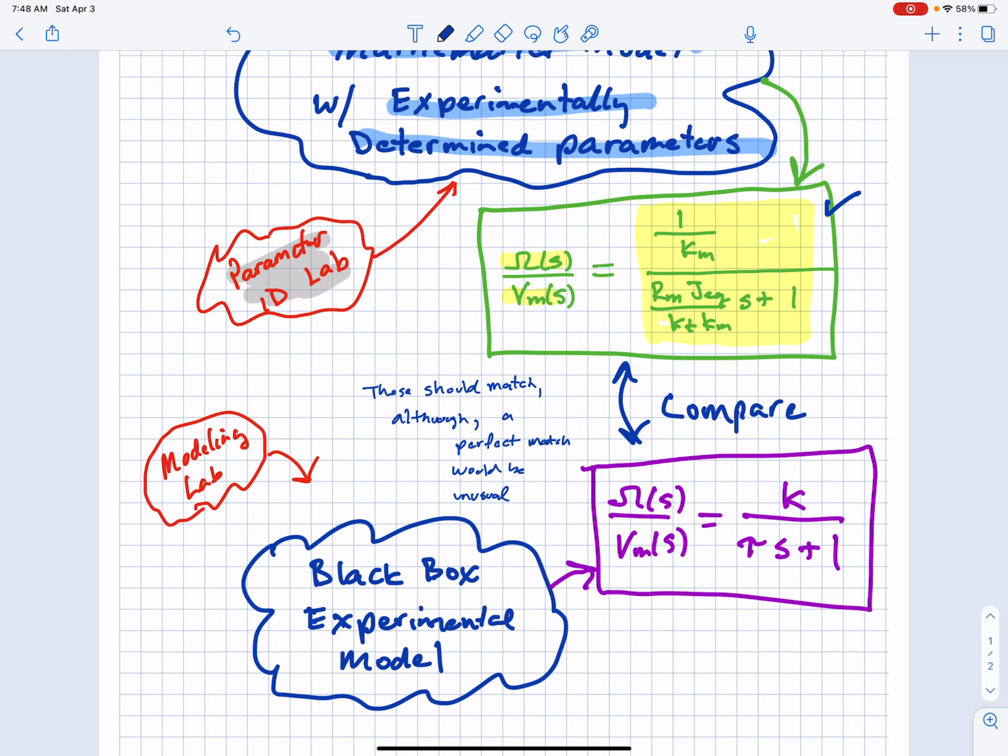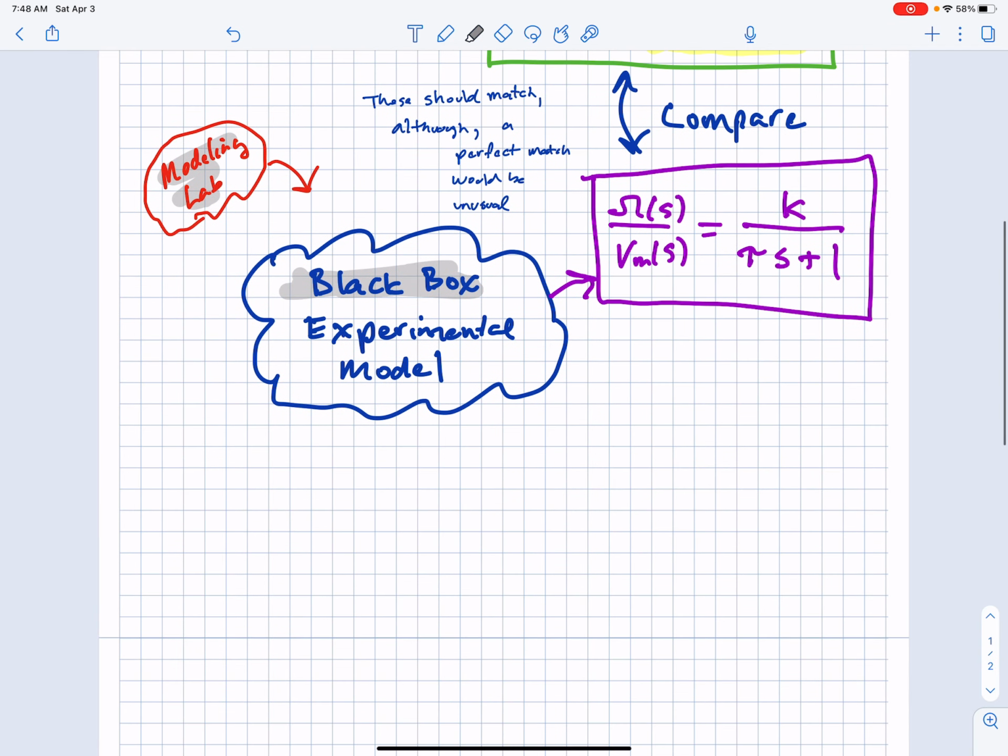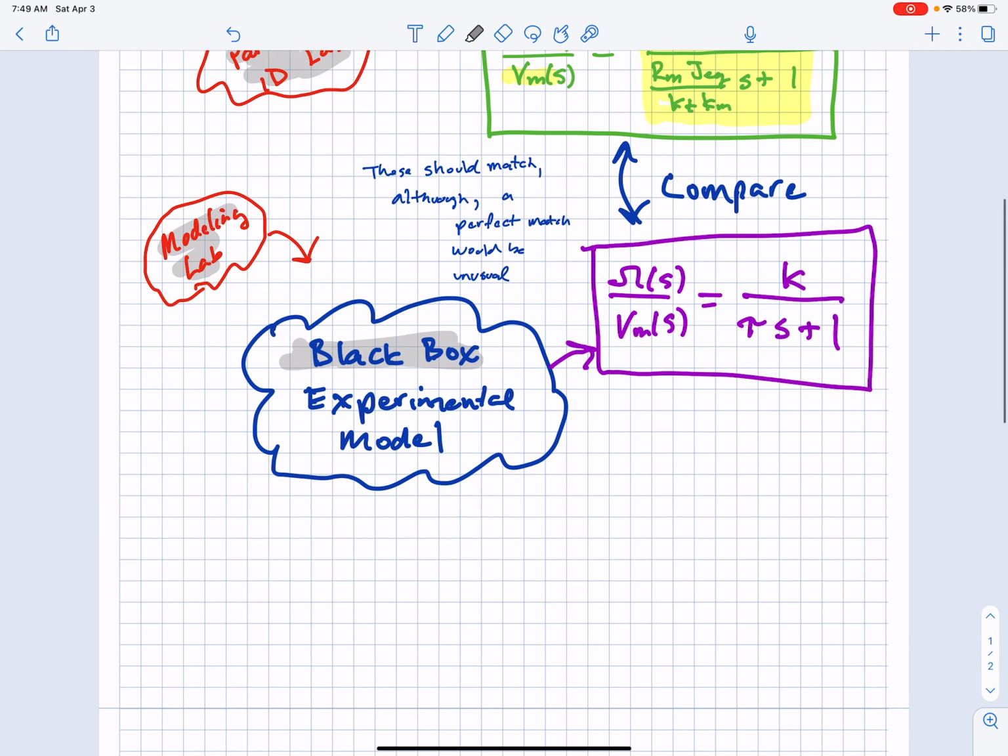In the modeling lab, we take a different approach, where you are looking at doing the model without looking into the box. It's a black box model where you're just looking at an input and output, and you don't look inside the system to do any mathematical modeling. What we're going to assume here is that we have a first order system, and you can manipulate the first order system to be this form.